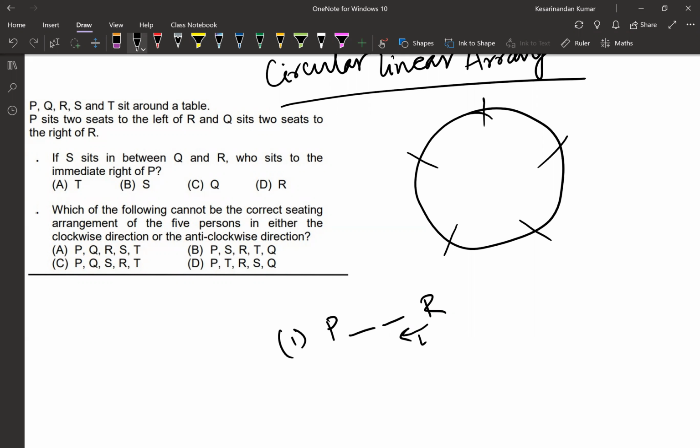And Q sits 2 seats to the right of R. 1, 2. This will be P here, my bad. P sits 2 seats left and Q sits 2 seats to the right. So this is what we have. Fix one, R, it can be anywhere, doesn't matter. A circular chain does not have a starting point or an ending point. So this will be your P and this will be your Q. Is this part clear, guys? How I did it? Everyone? Okay, perfect then.